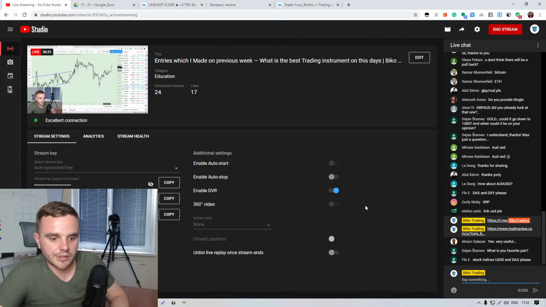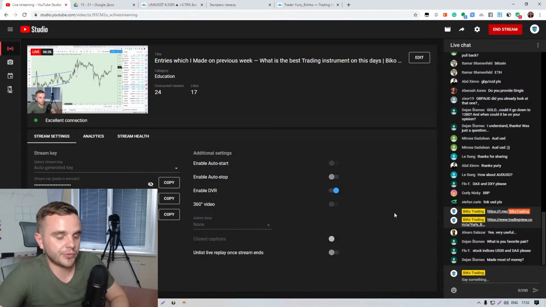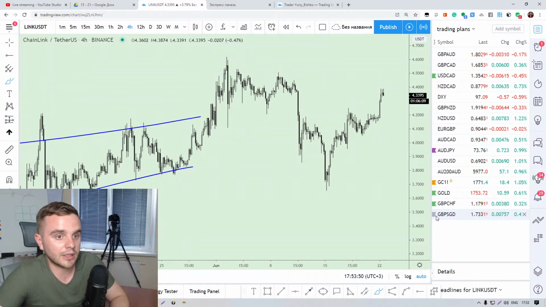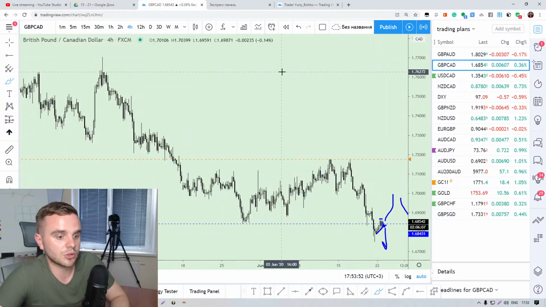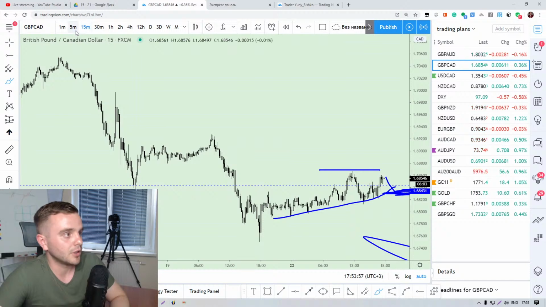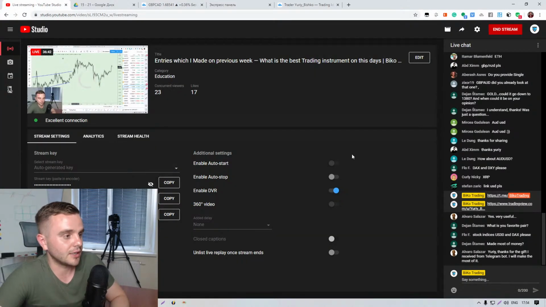Stock indexes and DAX index. What is your favorite pair? My friends, I don't have any favorite pair because I trade where I see an accurate trading plan, and that's the most important. Why is it so important to not have any favorite pair? Because sometimes when you have a favorite pair, instead of analyzing.